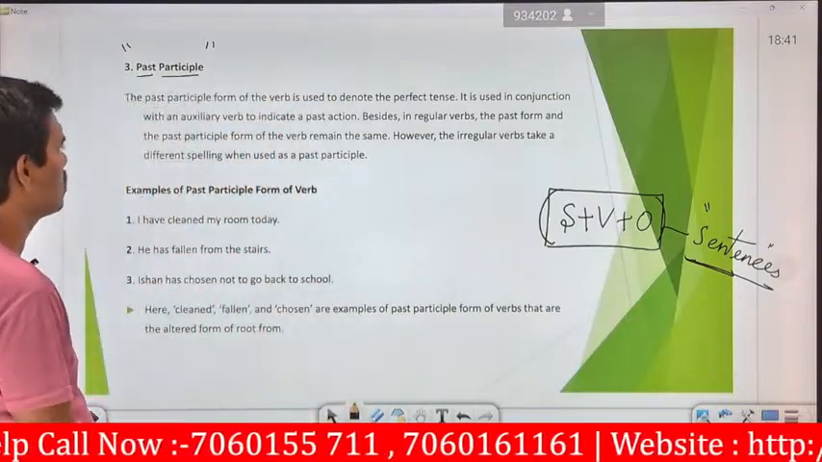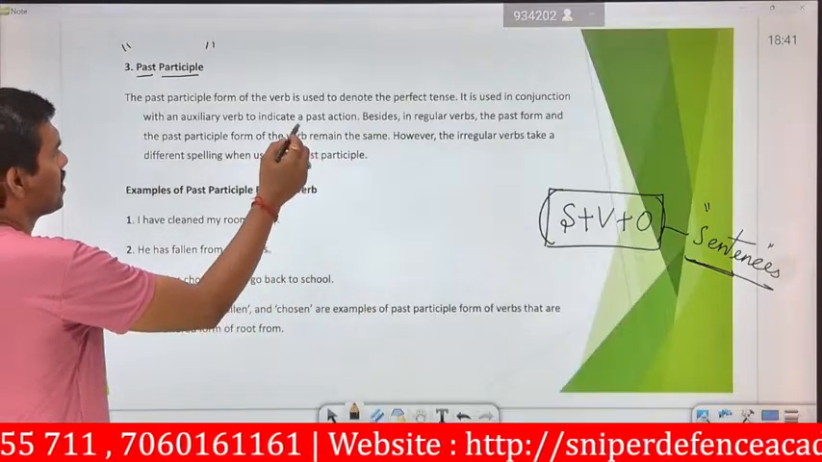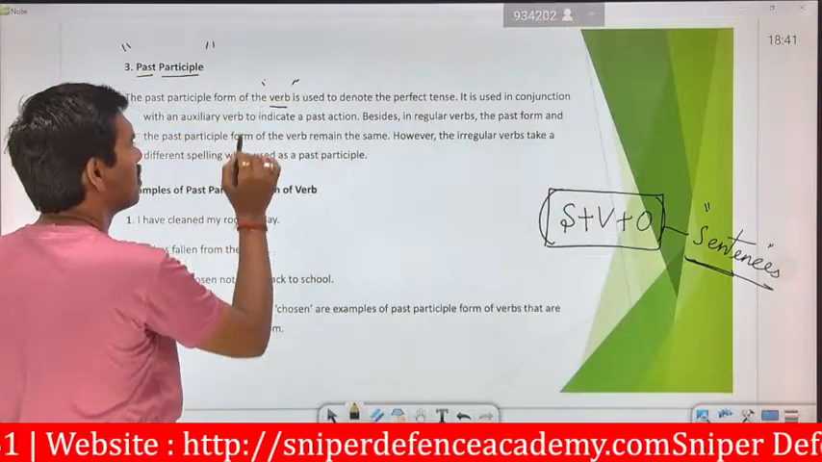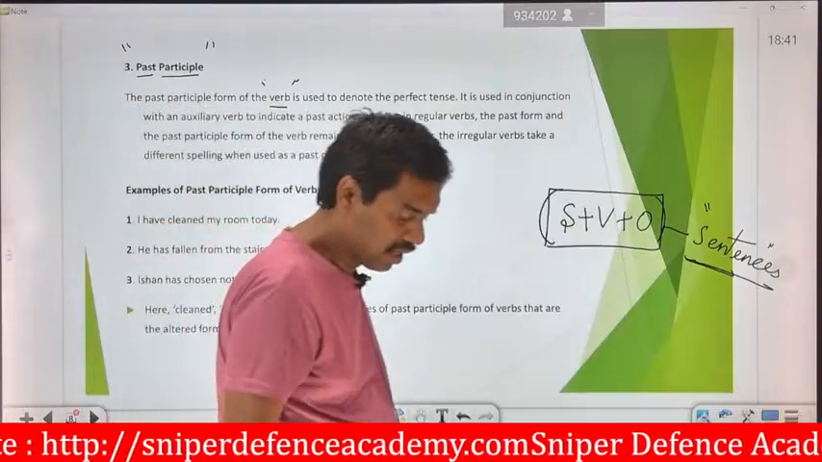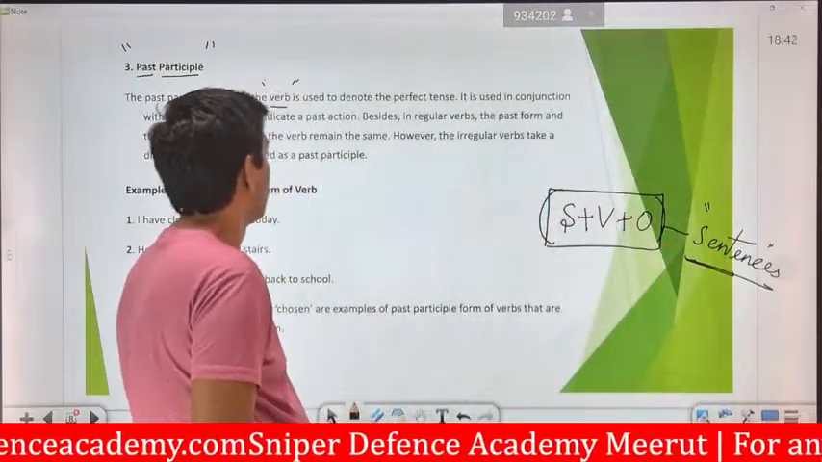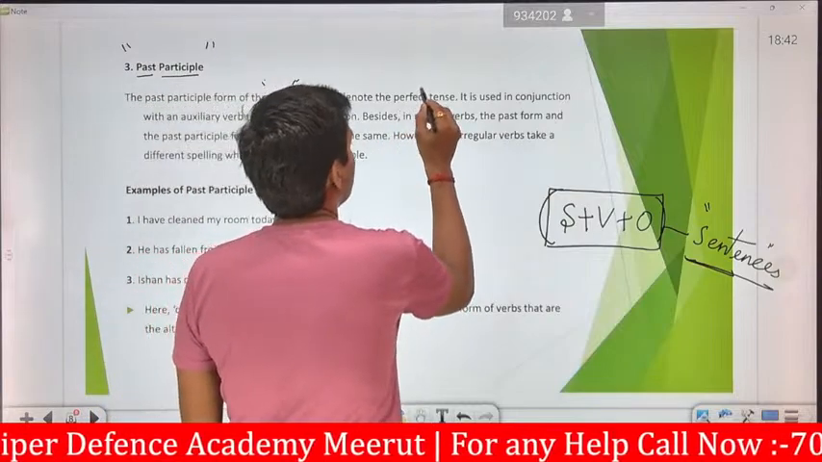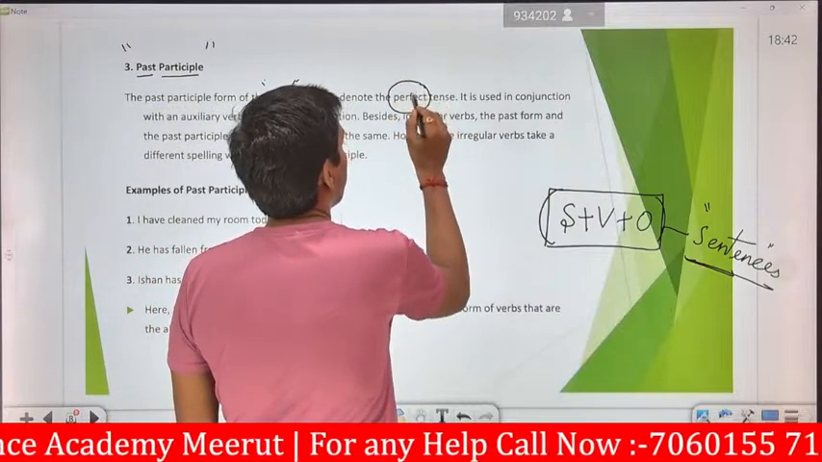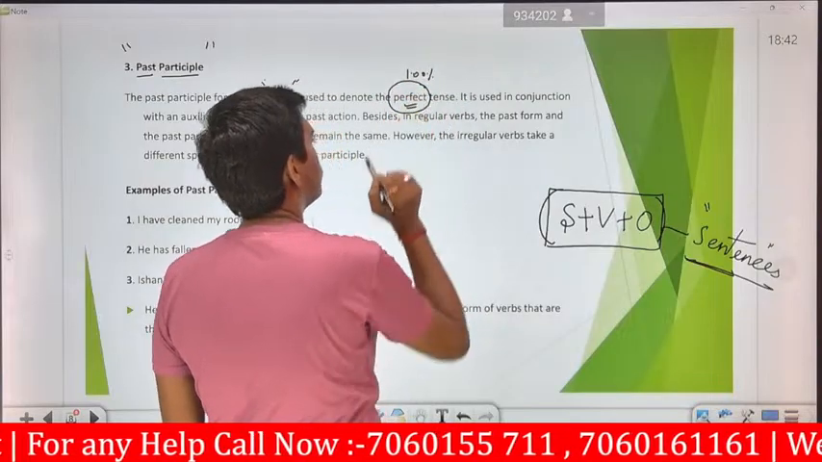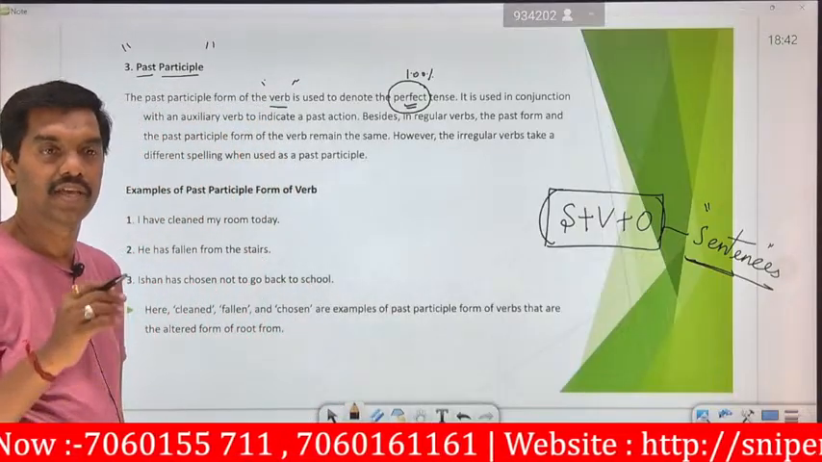So what is this past participle? Generally they say it is a type of verb. The past participle forms the verbs. It is a type of verb which is used to denote the perfect tense. So you can easily identify the perfect tenses.